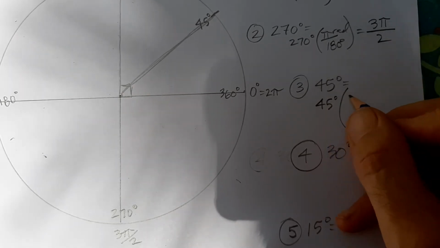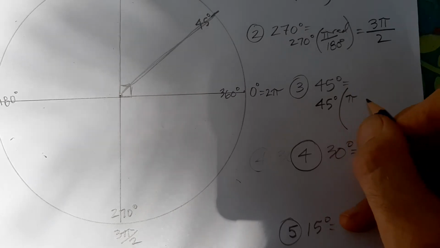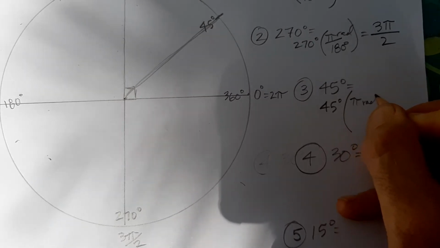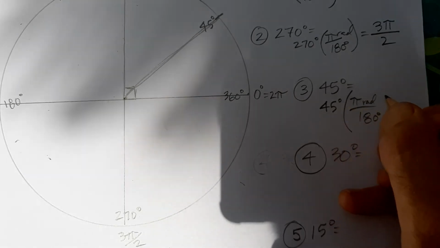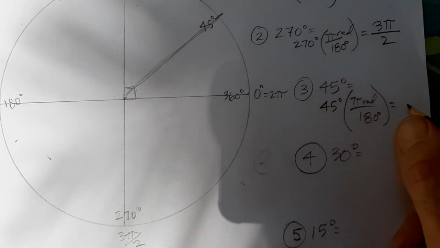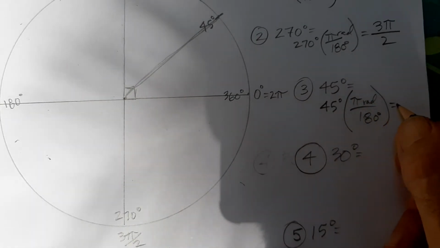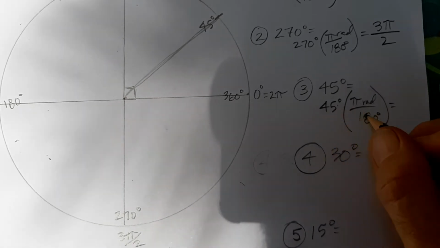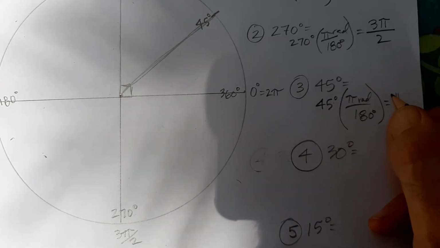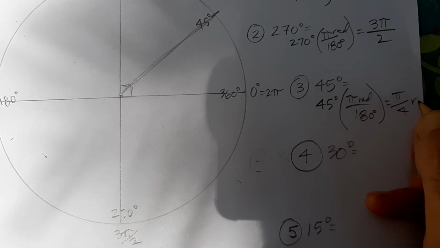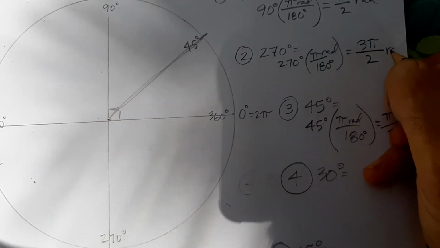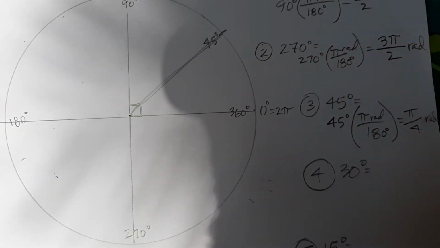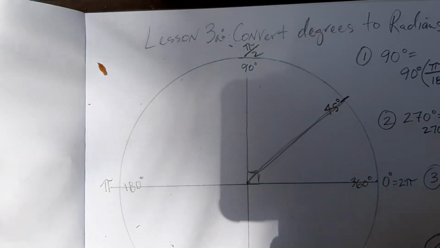45 degrees times pi radians over 180 degrees. So remember, your degrees cancel out and you're left with your radians. 45 is our common factor of these two, and we're going to reduce to pi over 4 radians. Oops, I did not put my units. There we go, radians.